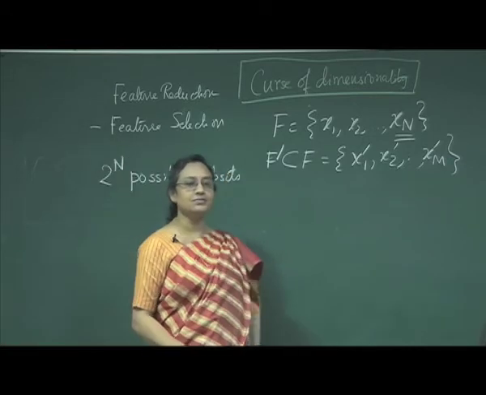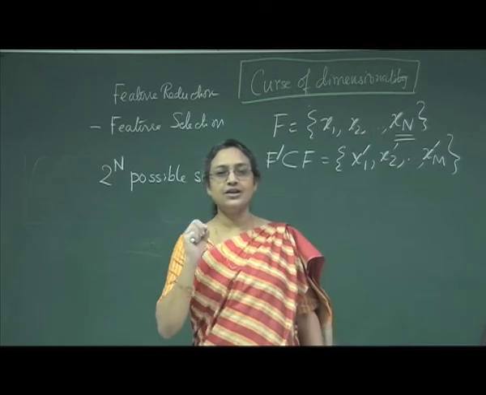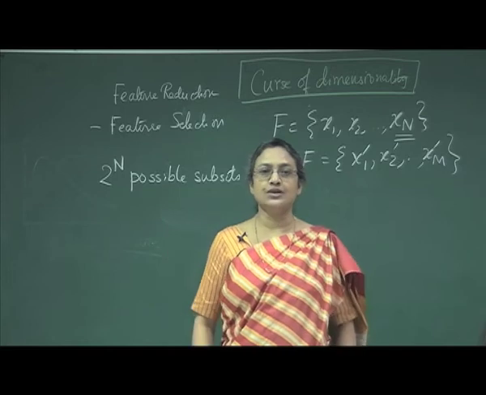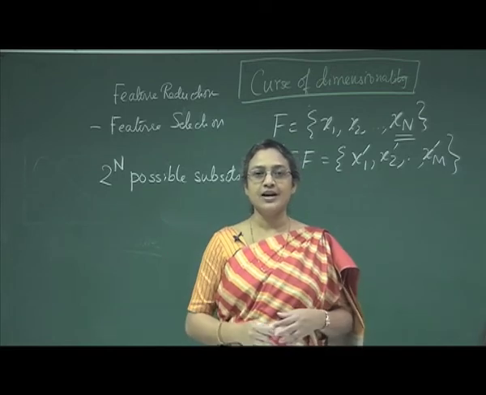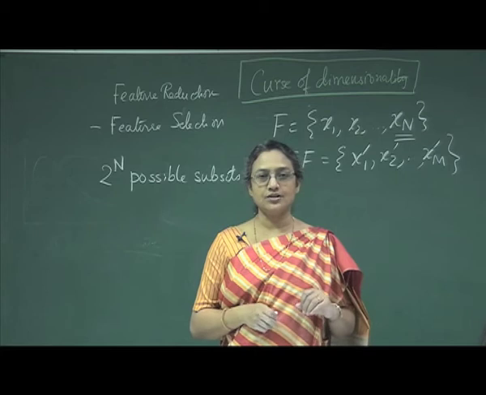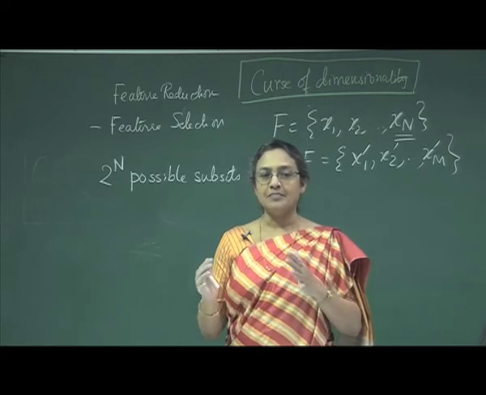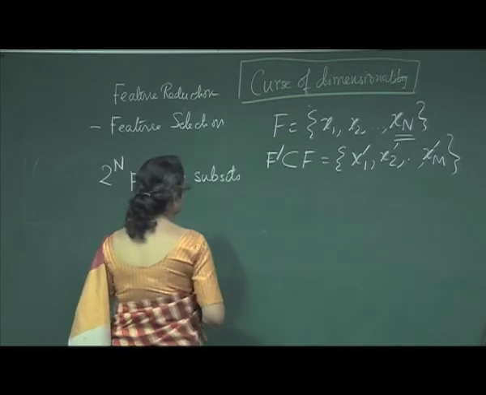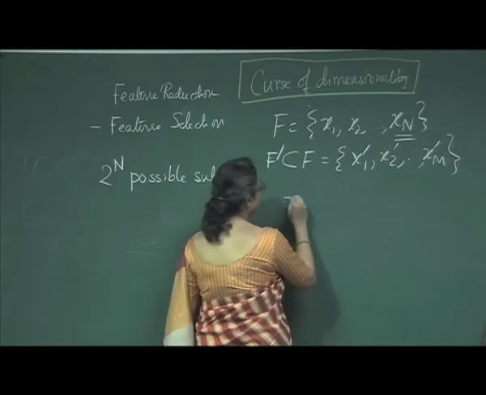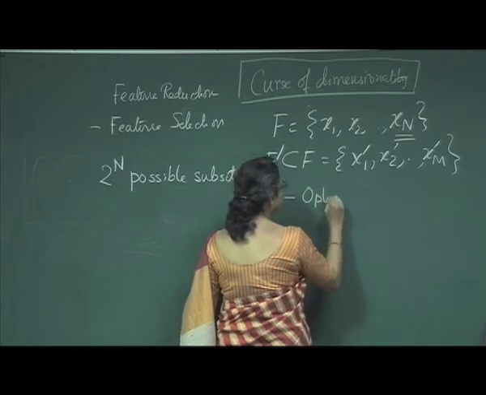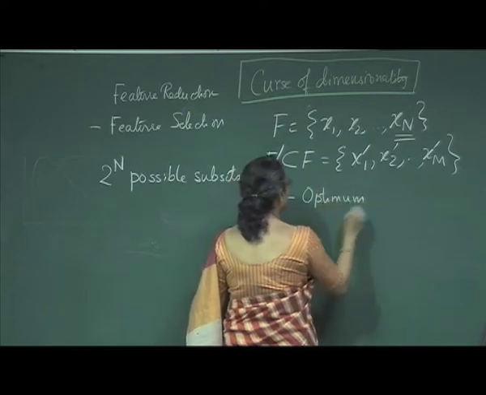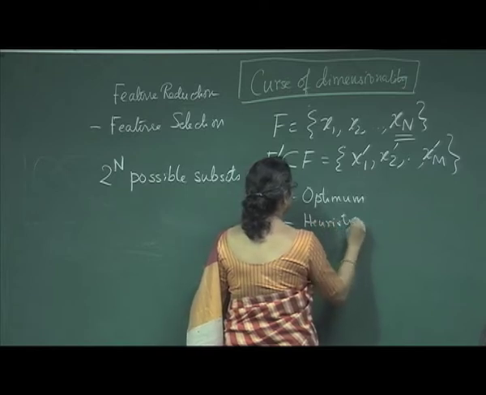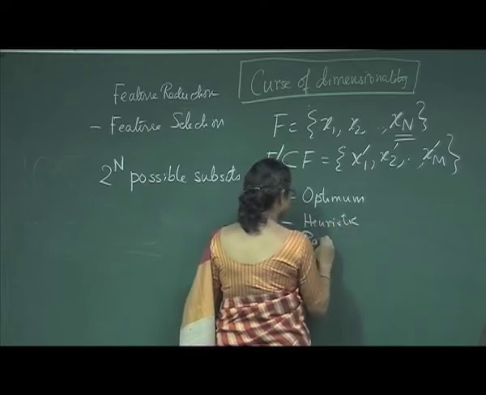And it is impossible for us to enumerate each of these possible subsets and check how good it is, because the number of subsets is exponential. So we need a method which works in reasonable time. The methods that we can use for feature subset selection can be optimum methods, can be heuristic methods, can be randomized methods.